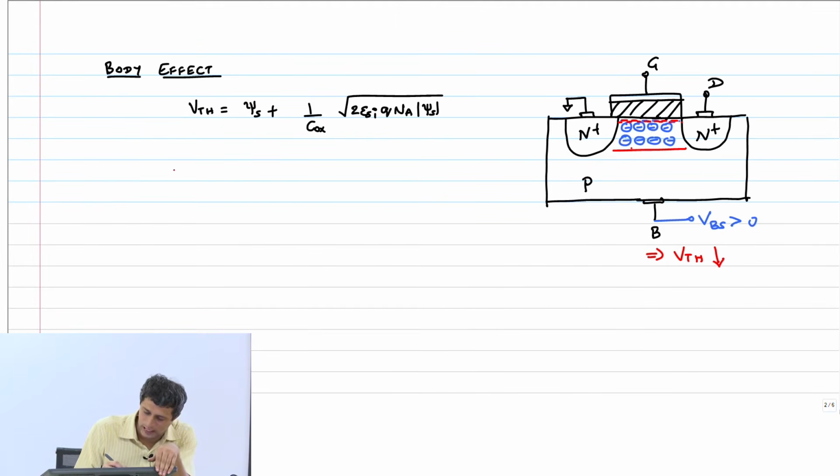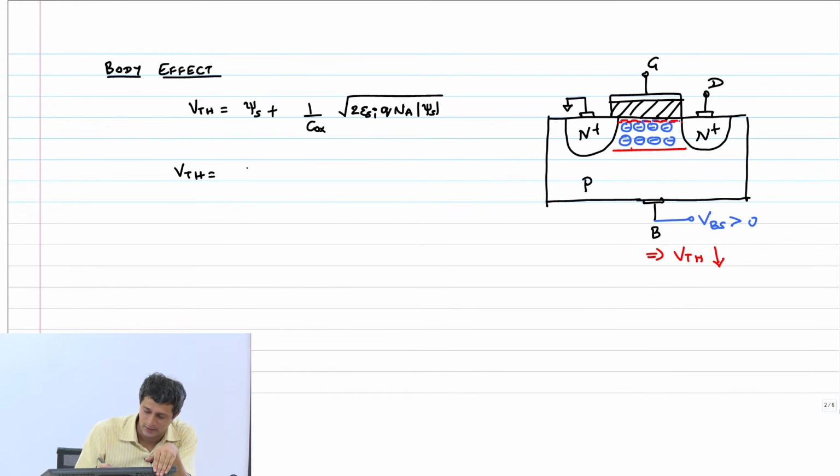So therefore I will now modify this threshold voltage term to include this body effect as well. It's not possible, by the way, to derive this from scratch or first principles. I'm just going to write an empirical equation. I'll tell you what the empirical equation means.